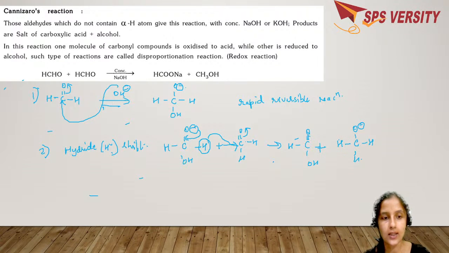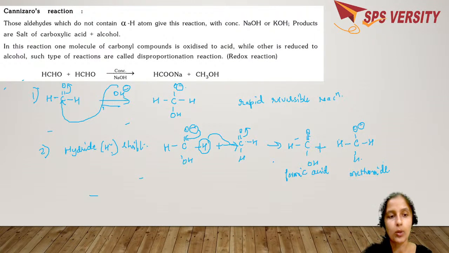I think it's clear. This is called formic acid, methanoic acid, and this is the alkoxide ion, the methoxide ion. Now, what happens in the next step? In the next step, the proton exchange will take place. I'm writing it over here.